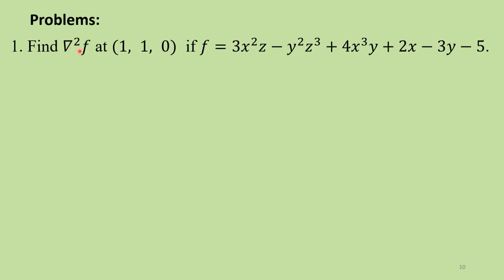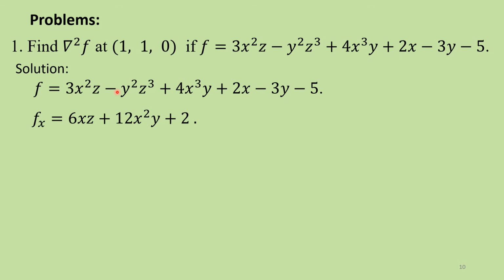So del square f means we have to operate del square on f, where del square is the Laplacian operator, dou square by dou x square plus dou square by dou y square plus dou square by dou z square. So differentiate f partially with respect to x twice. Similarly, dou square f by dou y square and dou square f by dou z square. So partial derivatives we have to take.